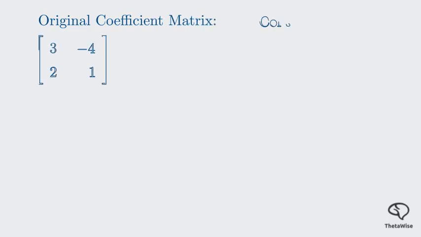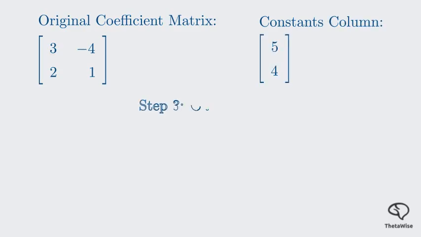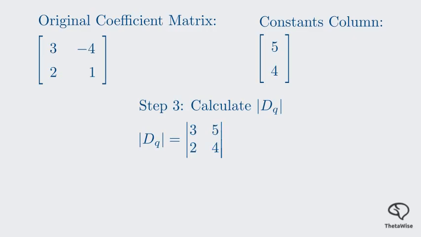To form the matrix for D subscript q, we take the original coefficient matrix and replace its second column, the column of q coefficients, with the column of constants. This time, we keep the p coefficients, 3 and 2, and replace the q coefficients, negative 4 and 1, with the constants 5 and 4. The result is a new 2x2 matrix. So, our determinant D subscript q is the determinant of the matrix with entries 3, 5 in the first row and 2, 4 in the second row.